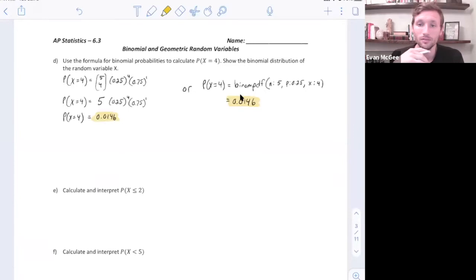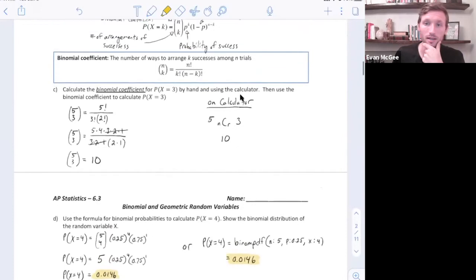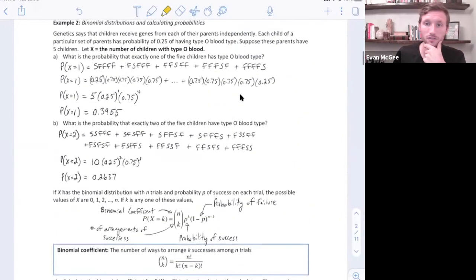So now we have 1 through 4. We need to figure out what's the probability of them having 0, and we need to figure out the probability of them having 5 with type O blood type. So before we do that, let's just jump back up and double check these first 2 questions.